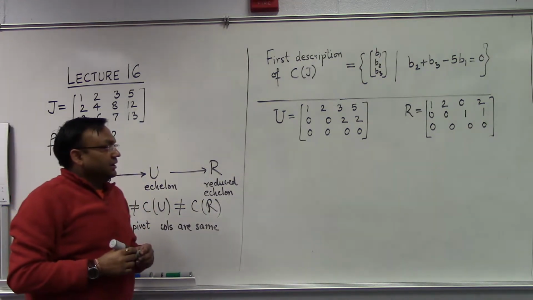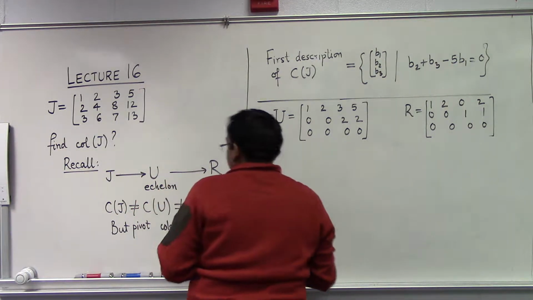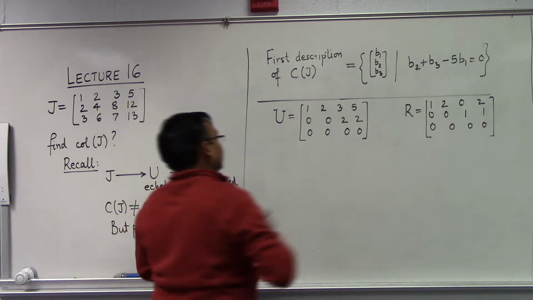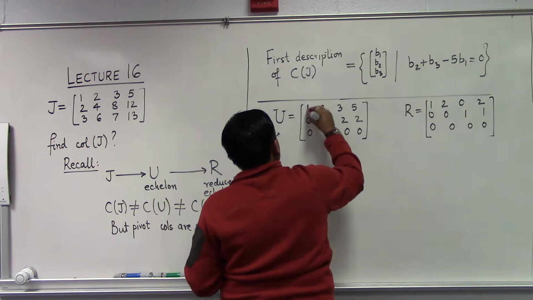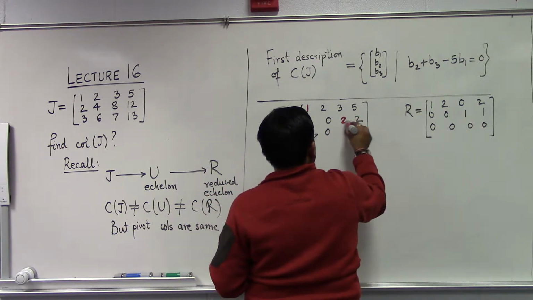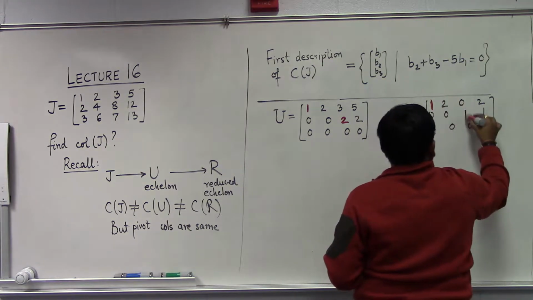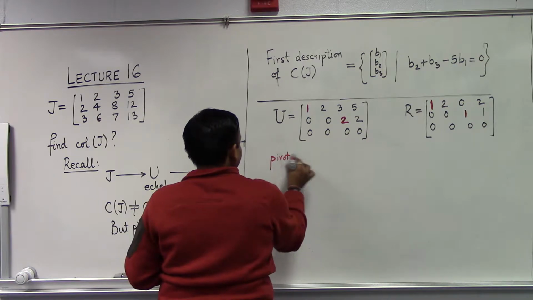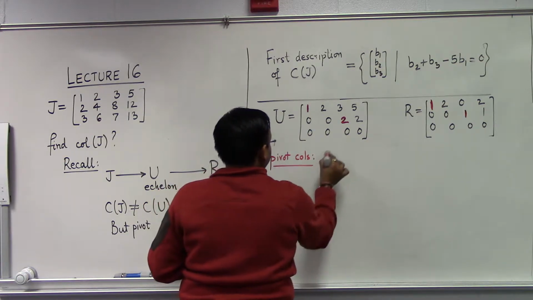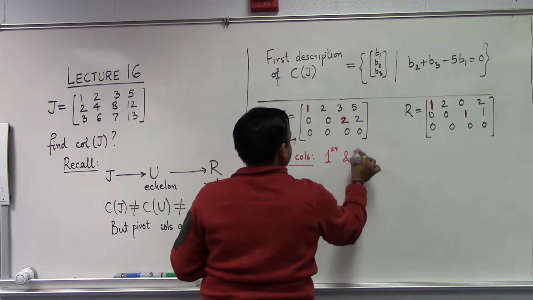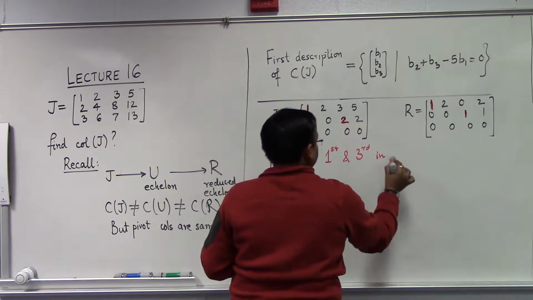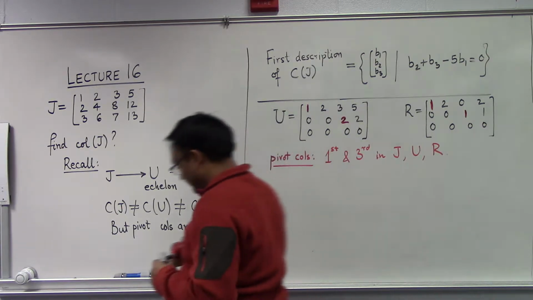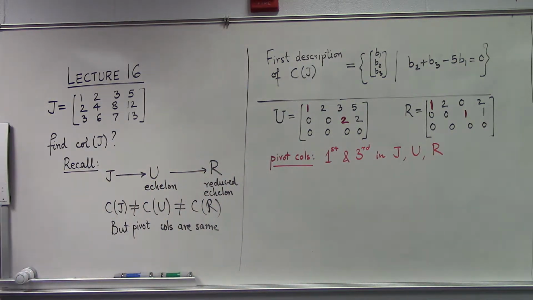Okay. Now, the pivot entries are going to be the same in all the scenarios. The pivot columns will be the same. So for example, out here, this is my pivot column, this is my pivot column. Out here, this is my pivot column, pivot column. So as you can see, the pivot columns are the first and the third in all of these matrices. And that is the information that we want to exploit to our advantage.